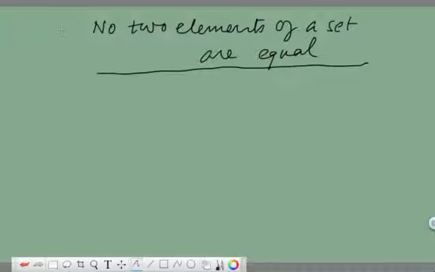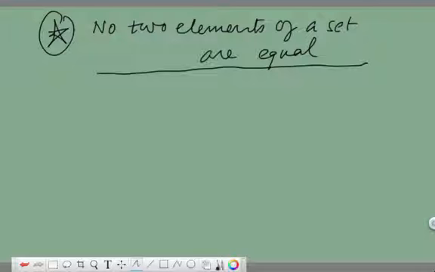Another important property of a set is no two elements of a set are equal. This is a very important property of a set. So what do I mean? So if I ask you to write a set which is all the letters in the word India, right?